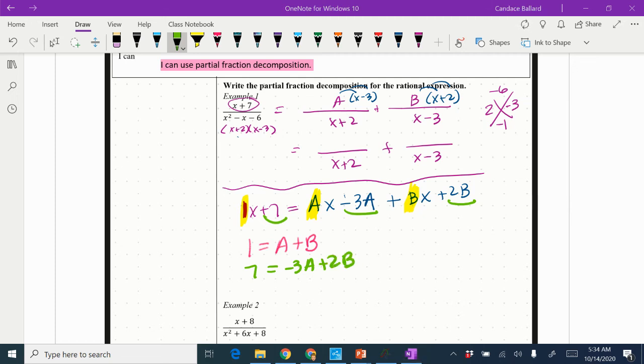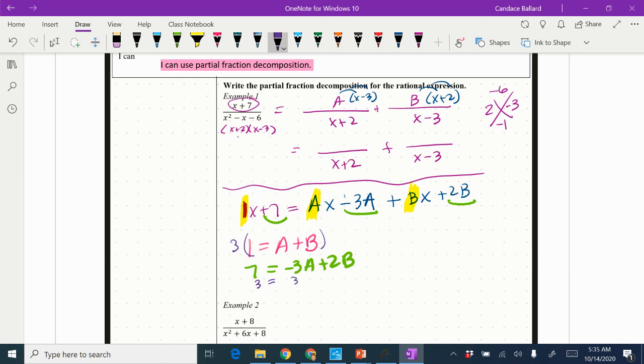Now I'm going to solve the system of equations. I am going to choose to use the elimination method. It doesn't matter, I could do substitution if I wanted to. So I'm going to try to eliminate the a's. So I'm going to multiply by 3. I'm just going to squish it underneath here. I didn't write small enough.